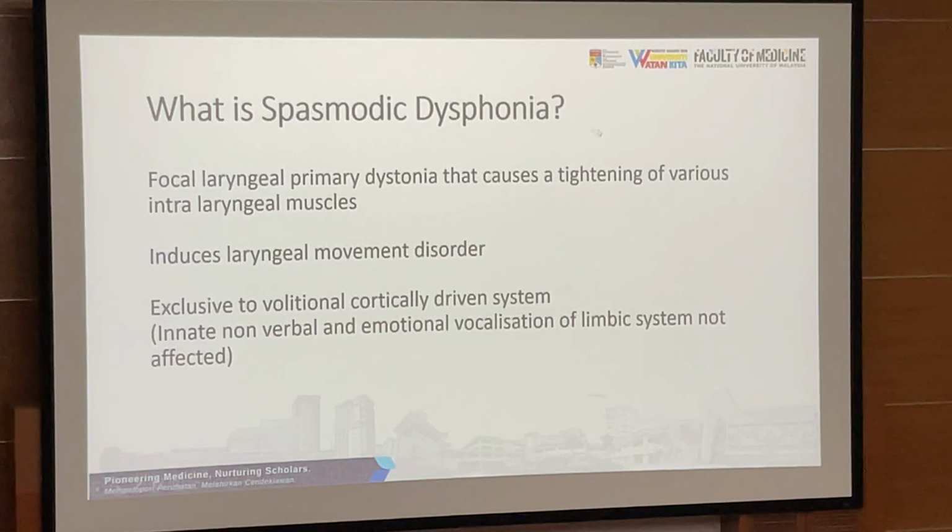Okay, so spasmodic dysphonia is a focal laryngeal primary dystonia that causes tightening of various intralaryngeal muscles. So it can be the interarytenoid, thyroarytenoid, lateral cricoarytenoid, or even posterior cricoarytenoid muscle, then you classify it as abductor spasmodic dysphonia. So it induces movement disorders in the larynx, and it is exclusive to the volitional cortically driven system. So if the speech is being activated by the limbic system, for example during crying or when the patient is happy, it is not affected.